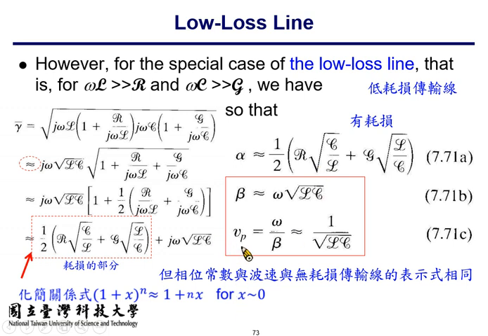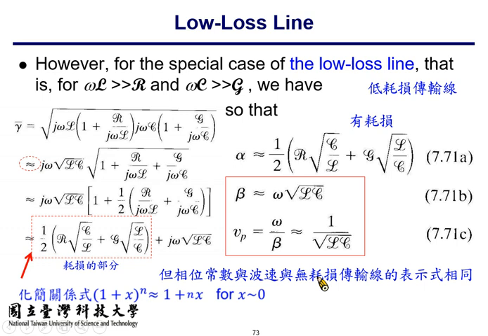Next is the velocity of propagation, which by definition is omega over beta. Using the result above, the velocity of propagation is 1 over the square root of L times C, which has nothing to do with R and G.